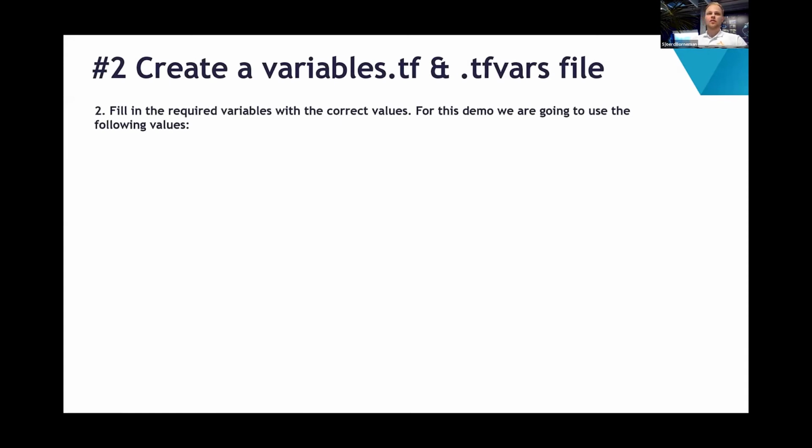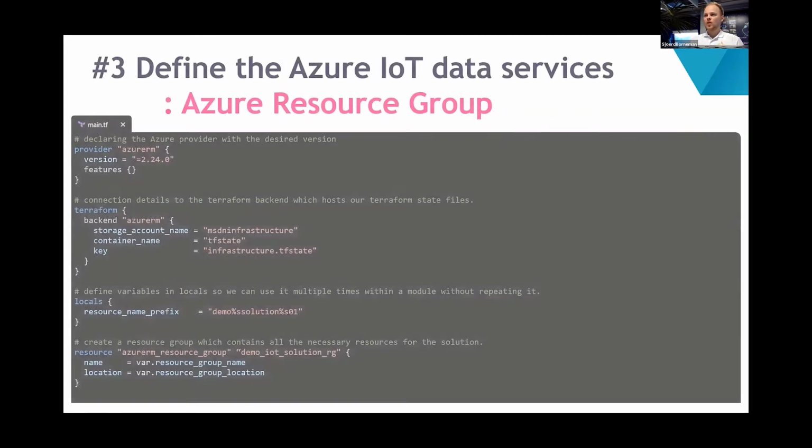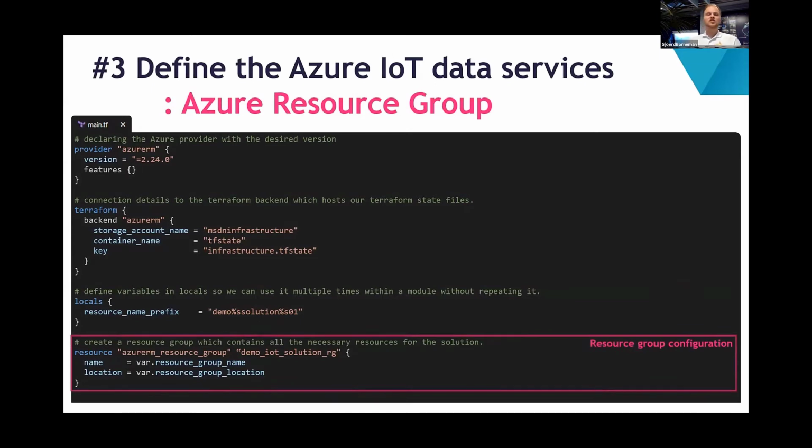After that, when we created the variables.tf file, I'm going to create a specific Terraform variable file which contains those values for the variables that I'm going to pass on. So when we have created our variable files, we can start by creating the Terraform code itself. So this is the cool part. We are now going to define our entire IoT data solution in Terraform.